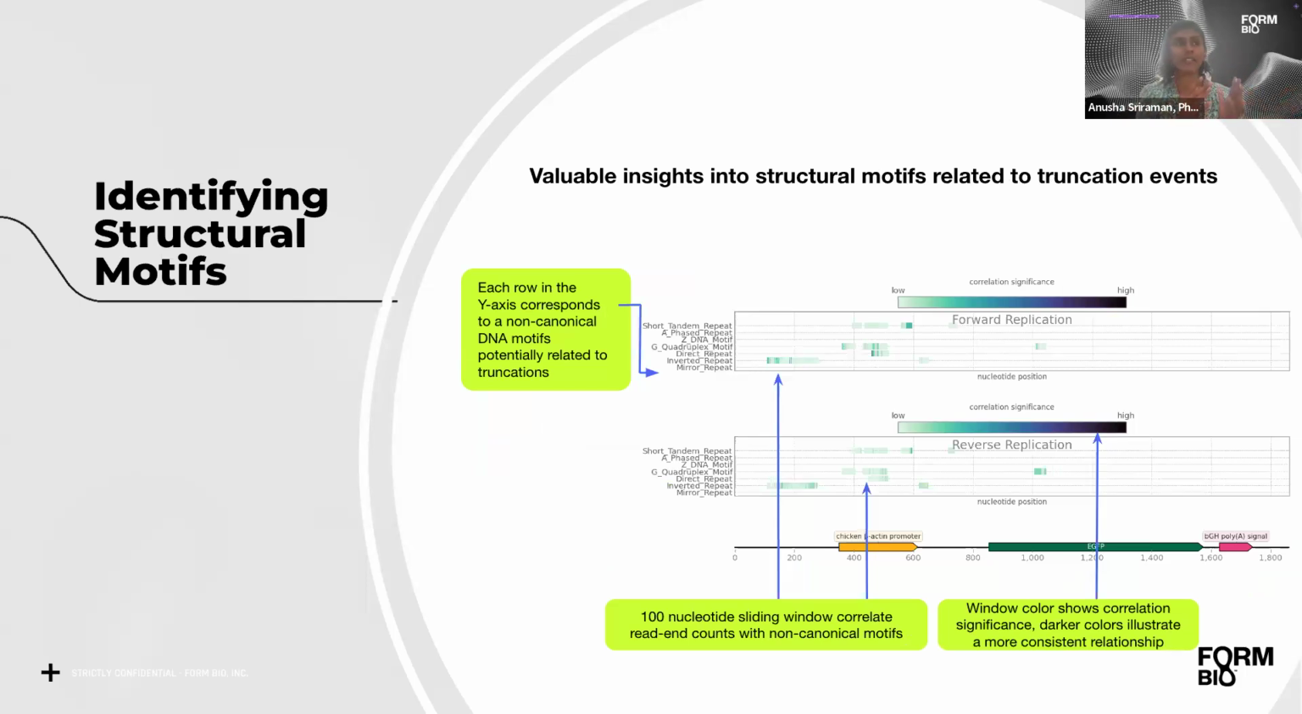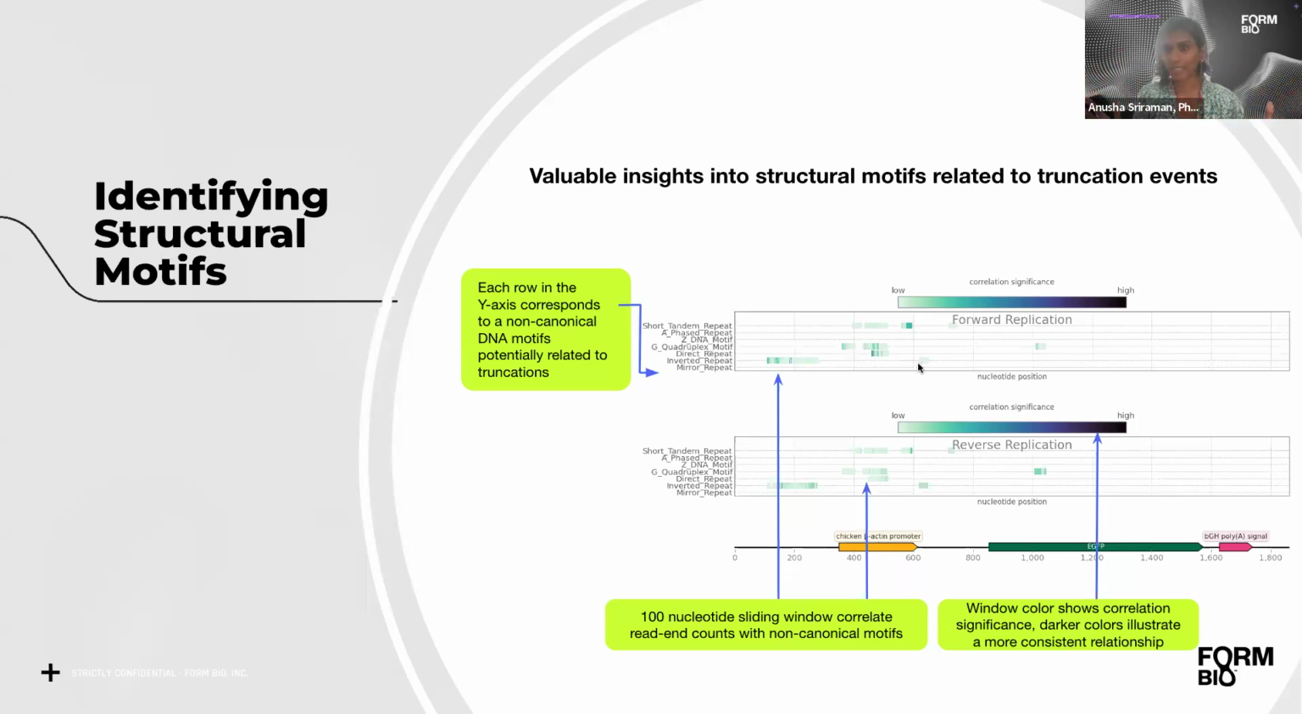In this slide, we're also showing you what motifs are predicted within this particular vector. It's indicating, is it a G quadruplex? Is it an inverted repeat? Is it an A-phase repeat? And how strongly correlated they are with the truncation event. The lighter colors indicate a very low correlation with the truncation event, and a stronger, darker color indicates a very strong correlation. So this also helps you identify the exact motif that is predicted within that particular construct that you have.